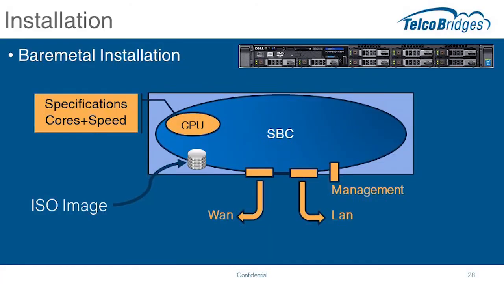So bare metal installation, for the ones who have done this, is just an ISO image which includes everything: CentOS, all our software, the web interface and these things. The ISO image that you can get from the FreeSBC site or ProSBC site does not necessarily have the latest security patches from CentOS. So you may need to do a YUM update, an update of the kernel after the installation.